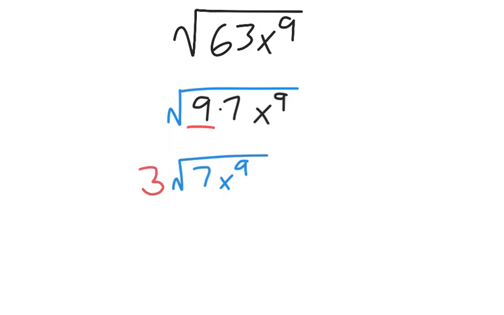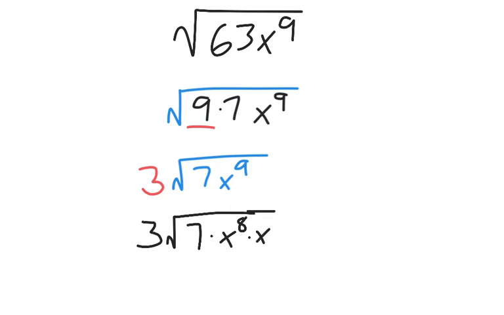3x to the 3rd? No. You're treating the 9 as a regular 9. You're not treating it as an exponent. So now the x to the 9th, we like our exponents to be even. So what we're going to do is rewrite x to the 9th as x to the 8th times x.